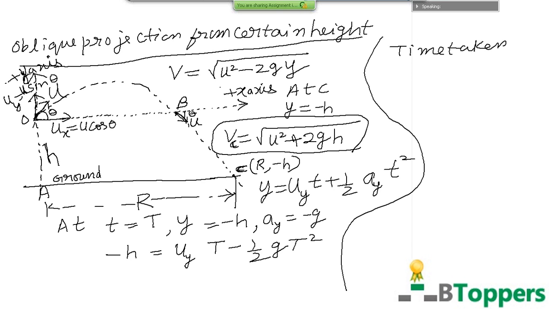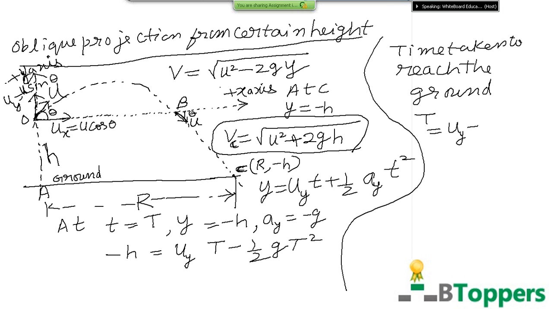in this case, it is given by t equal to Uy plus root of Uy square plus 2gh, whole divided by g, where Uy equal to u sin theta.